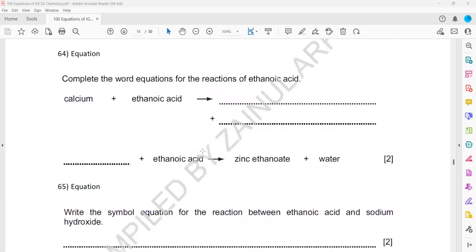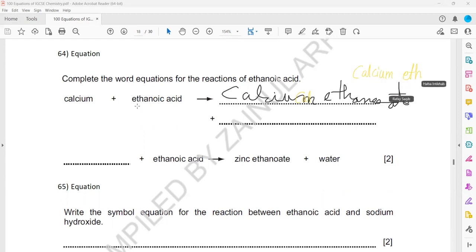In question 64, complete a word equation for the reaction between ethanoic acid and a metal. Whenever an organic acid reacts with a metal, this we did in yesterday's session. So if ethanoic acid reacts with calcium, it will form calcium ethanoate plus, because it's a metal plus acid, salt and hydrogen. So hydrogen will be one of the products: calcium ethanoate plus hydrogen.